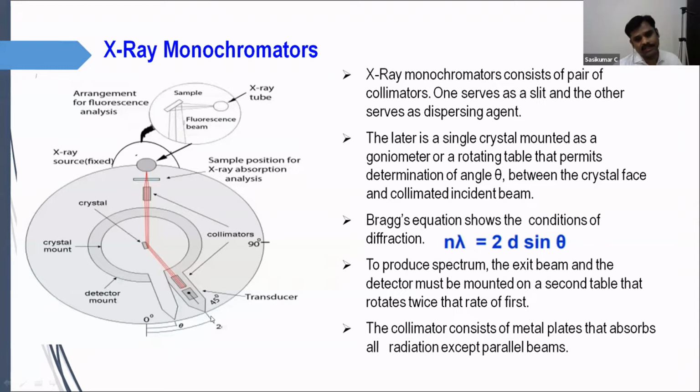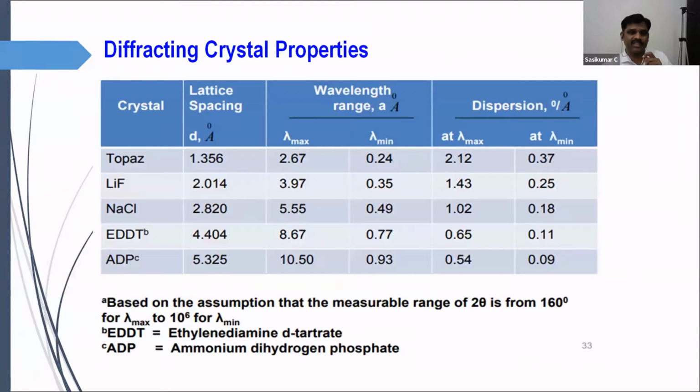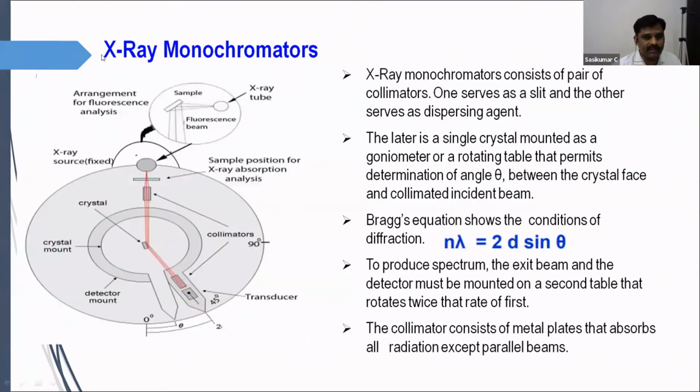So the detector will move in this circle, where it can identify where your X-ray is diffracted. From this, you can identify the character of the X-ray, or the energy of the X-ray, or the wavelength of the X-ray. From this character, we can identify what element is present. And what is the crystal we use? In the case of WDXRF, we are going to use a single crystal here.